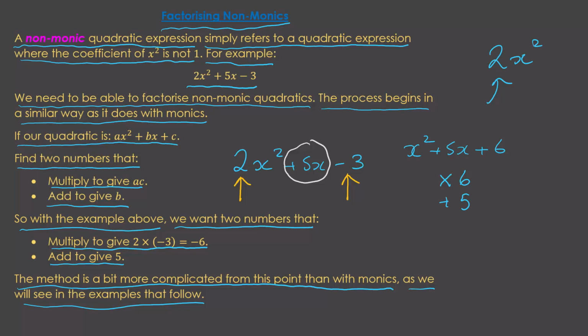But note that isn't really different to what we're doing with non-monics, because multiplying to give 6 is multiplying to give 1 times 6. Here we're going to multiply to give 2 times negative 3 in the case of this example. So it's still really the same thing, it's just with monics that this coefficient is always 1.